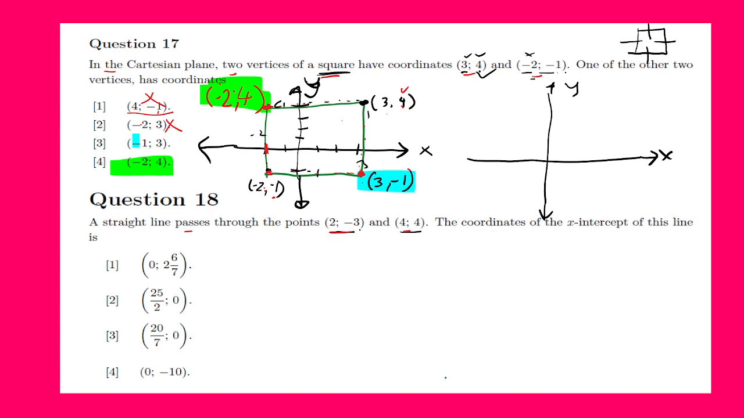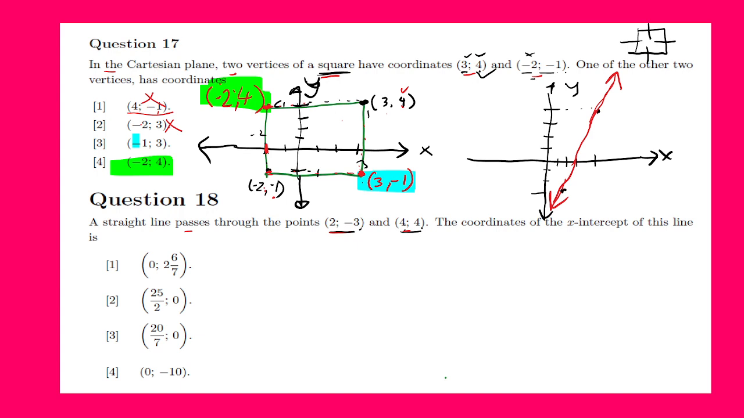(2, -3) means x equals 2, so 1, 2, and y equals -3, so -1, -2, -3. So that's what it passes through. (4, 4) means x is 2, 3, 4, and y equals 4 means 1, 2, 3, 4. So they meet up here, look. So this line is like this, a rough sketch. It's supposed to be a straight line.